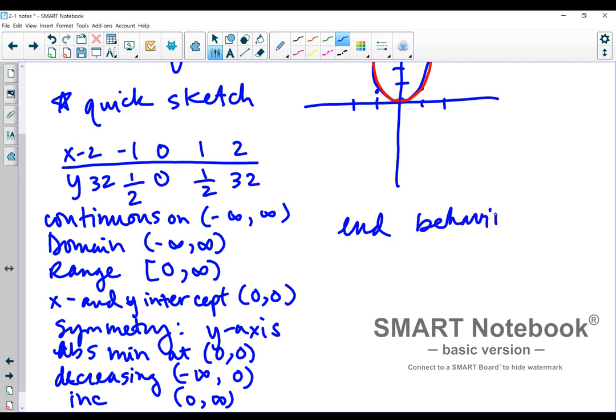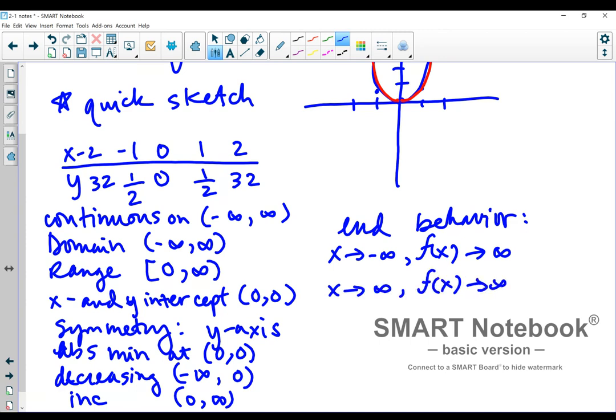So end behavior, the y's are always going up. So as x is going to the left, y is going up, so positive infinity. And as x is going to the right, y is going up. That was really fast.